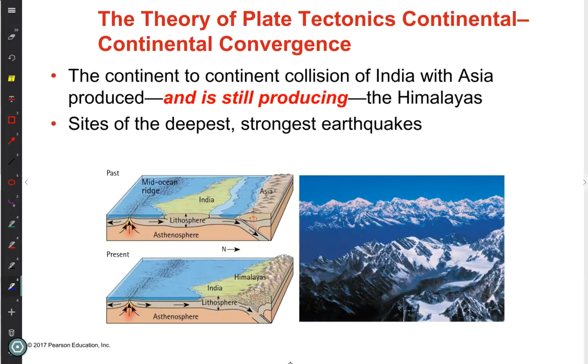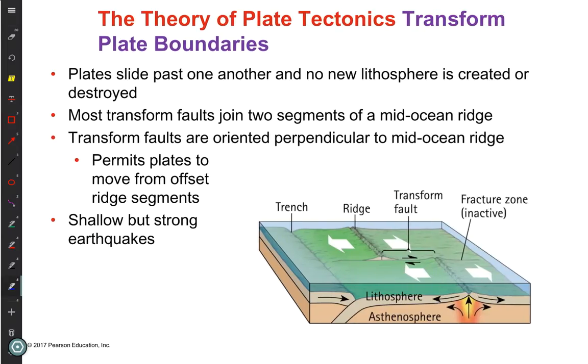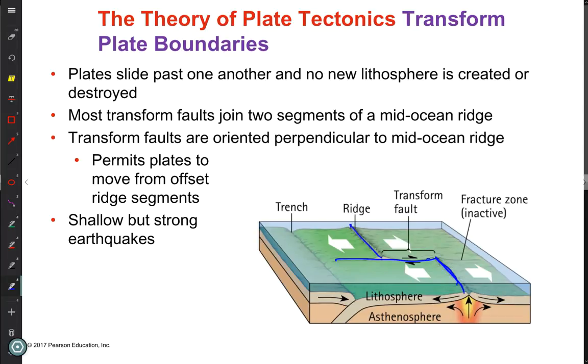Yeah. So here we have talking about the Himalayas. I should have mentioned this here. Here we have a transform fault where we have a rift valley that's been broken up because we have a slide perpendicular to it. So you can have some interesting motion.